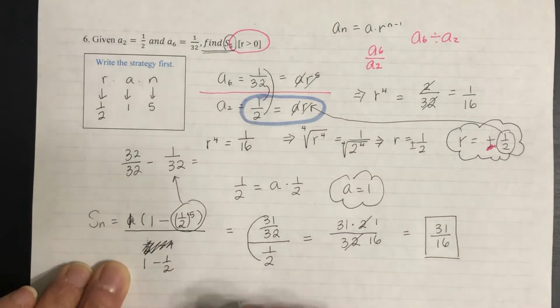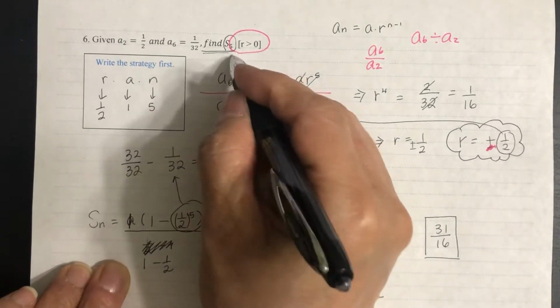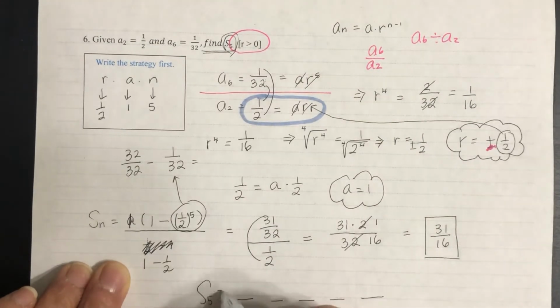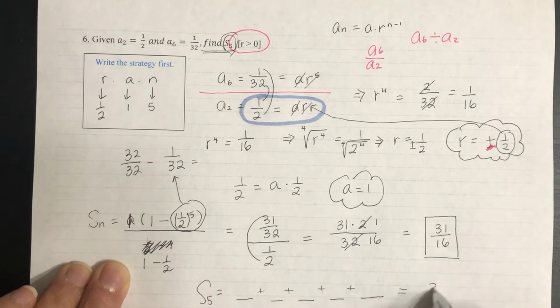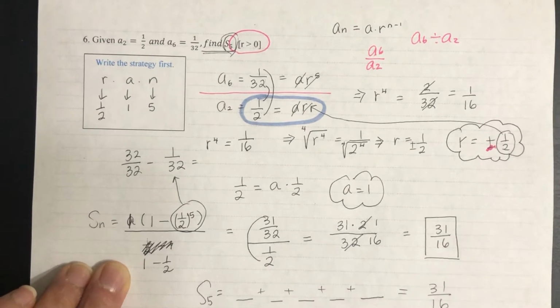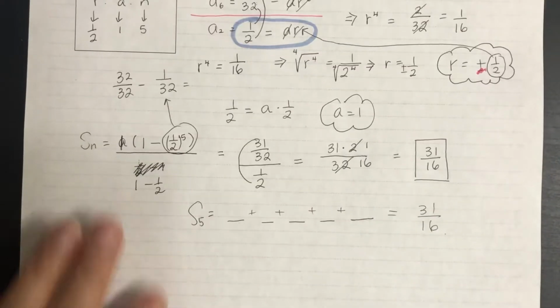That means we have a sequence where there are 5 terms, 1, 2, 3, 4, 5, because it's S of 5, right? And then if you add all of them, it is going to be 31 over 16. So that's what that means. Oh, sorry, you couldn't see that.